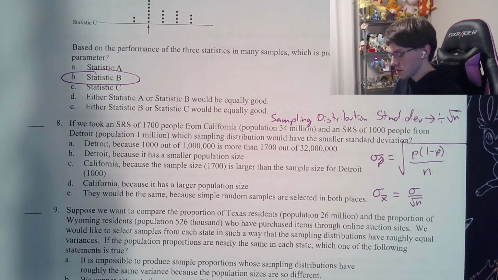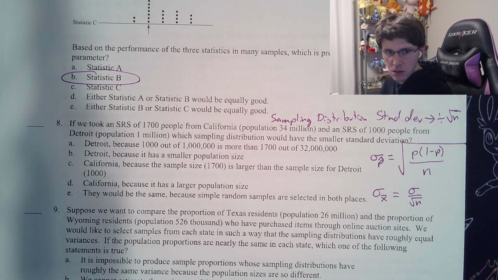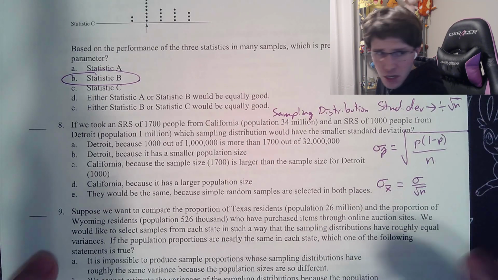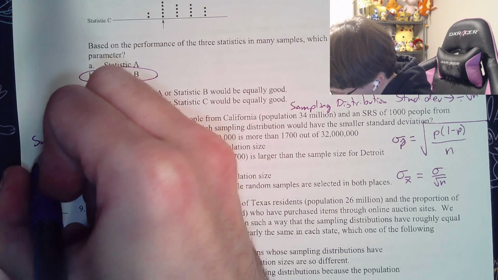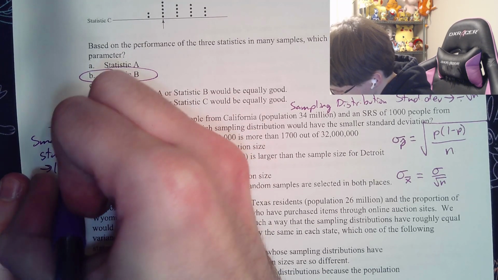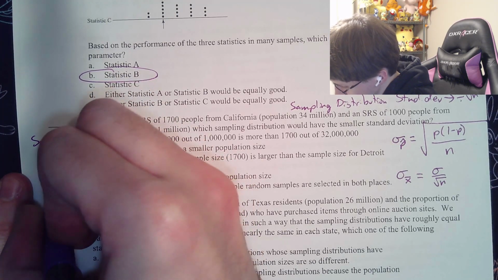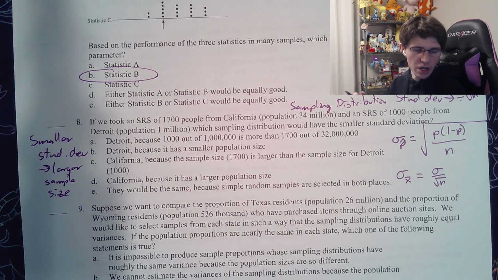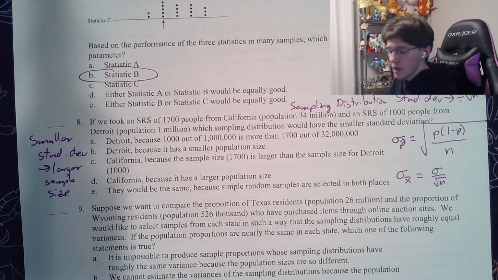Because we are dividing by the square root of the sample size, in order to have a smaller standard deviation, you need to have a larger sample size. So that's another thing we can write down: smaller standard deviation goes to larger sample size. And the other way around is also true. If you have a larger sample size, you have a smaller standard deviation. If you have a smaller sample size, you'll get a larger standard deviation. They are inversely related. As one goes up, the other goes down.